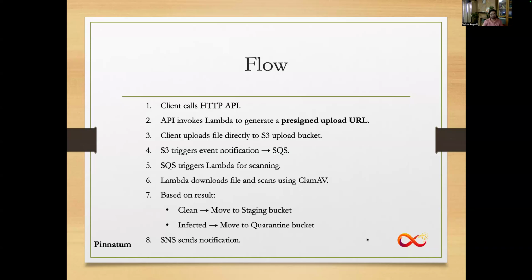With the pre-signed URL, the customer invokes the HTTP API and gets the pre-signed URL. It's a temporary security token and URL to upload the file. The client uploads the file directly to the S3 upload bucket. S3 has an event notification which triggers the SQS. Then SQS triggers the Lambda for scanning. The Lambda downloads the file and scans it using ClamAV.